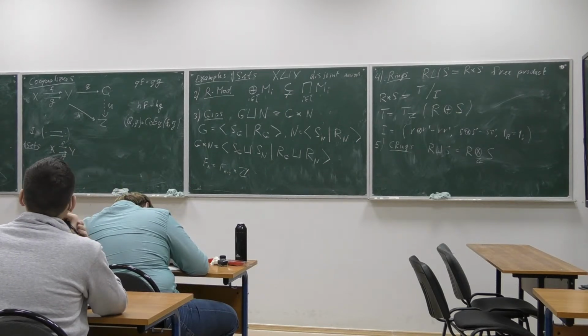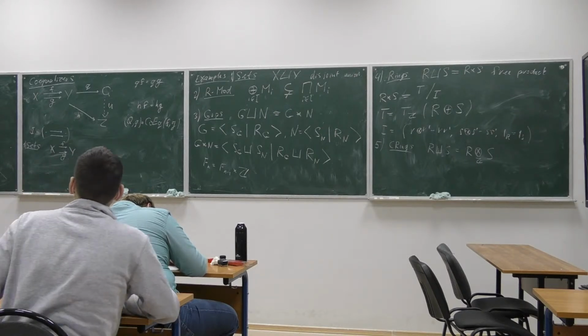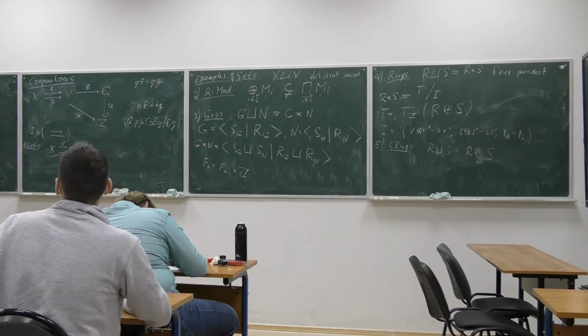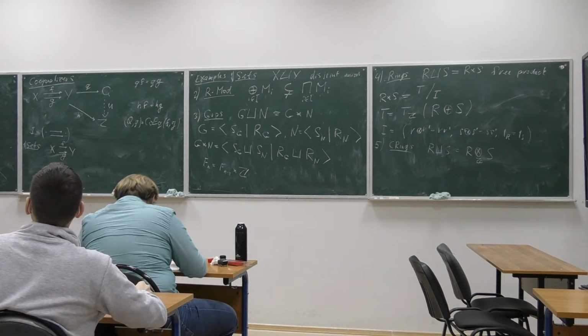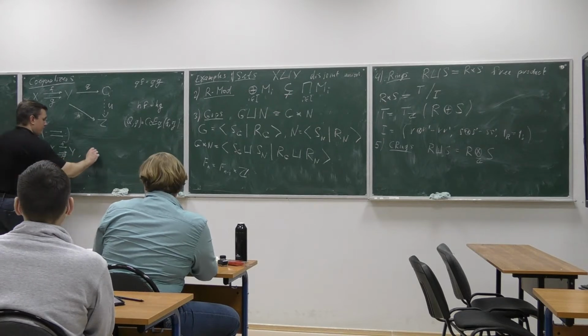Maybe include f of x and g of x. But how can you do this? Well, you find the smallest equivalence relation containing all relations of the form f of x equivalent to g of x. And then take a quotient.